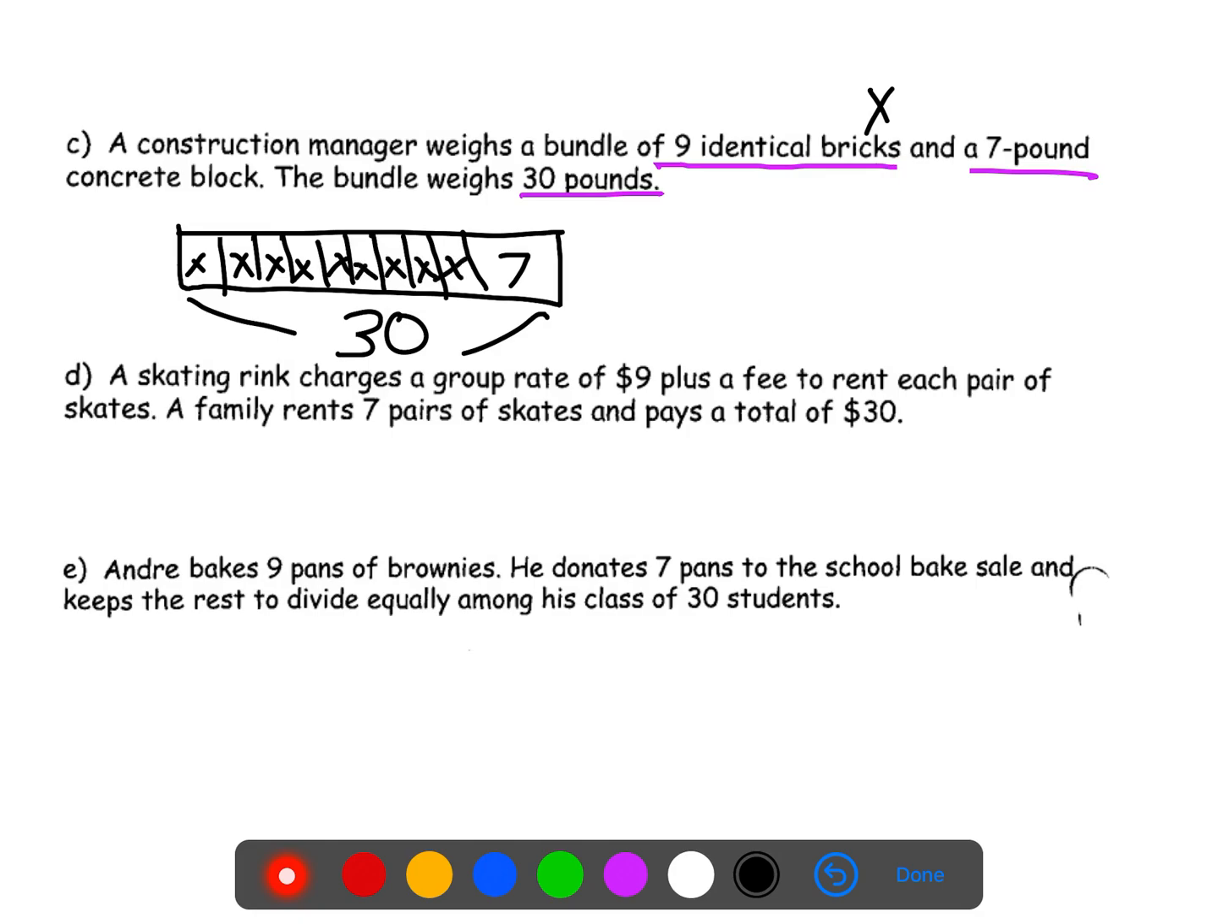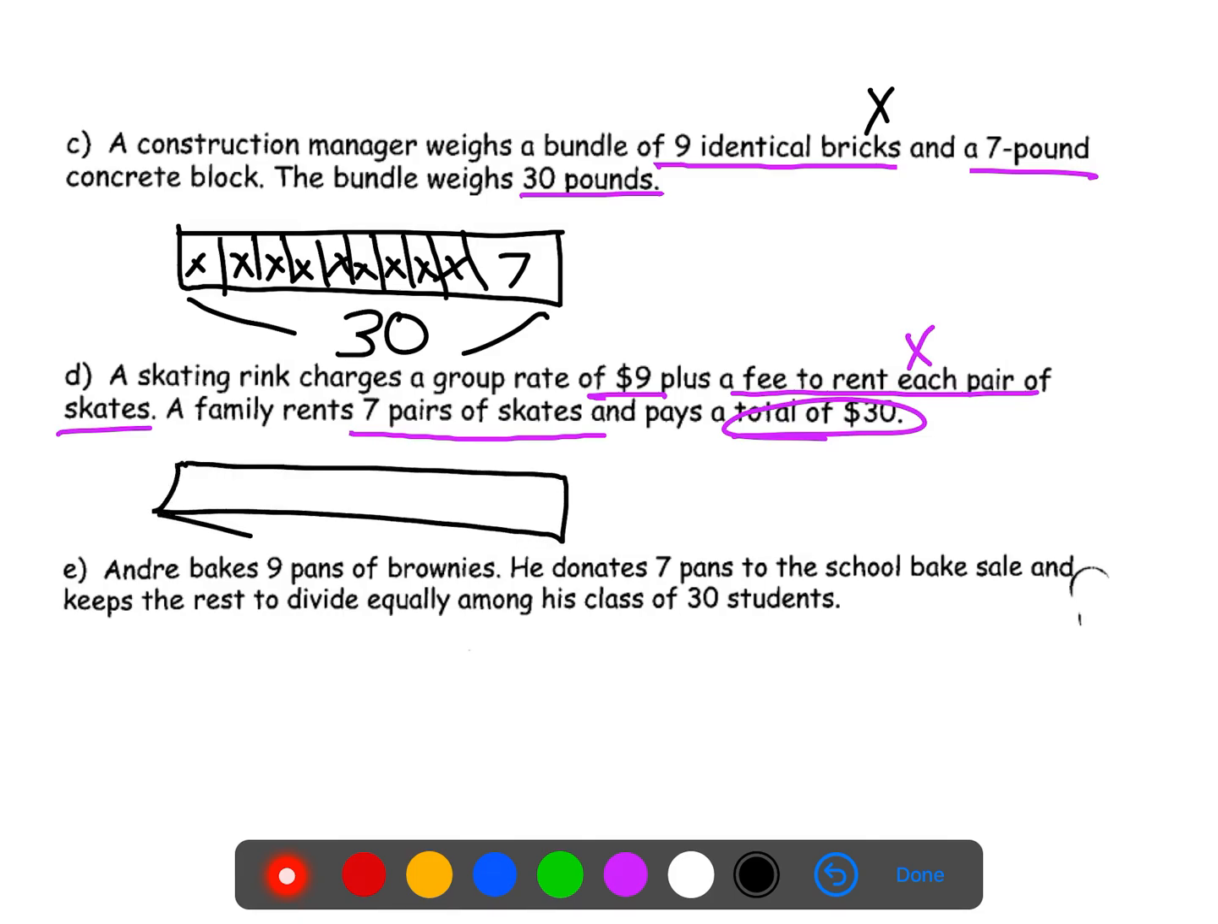Moving on to the next part. A skating rink charges a group rate of $9 plus a fee to rent each pair of skates. A fee to rent each pair is the thing we're not told. That's our variable. And a family rents 7 pairs of skates and pays a total of $30. So our total is what they paid, $30. Part of that fee is going to be $9 for the group rate, and then they rent 7 pairs of skates, which has an unknown cost. 1, 2, 3, 4, 5, 6, 7.